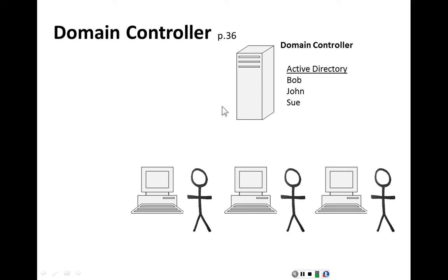Please turn to page 36, domain controller. Another word for a domain controller is a logon server. Users log on to the domain controller. You can call it a logon server, you can call it a domain controller. It's also called an authentication server. An Active Directory is the database of usernames and passwords which is stored on the domain controller. Active Directory is a database of usernames and passwords, and we will cover Active Directory in greater detail in Chapter 9.